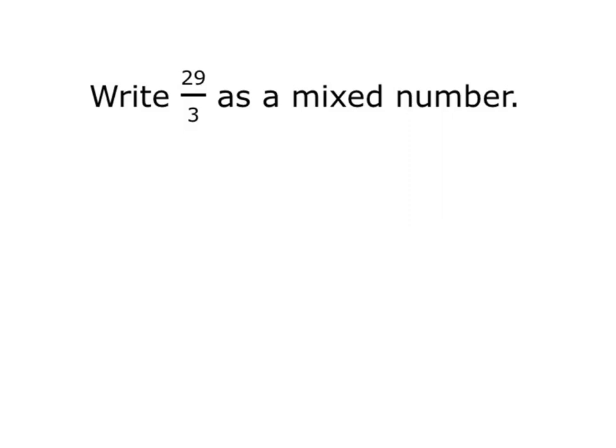Here is an improper fraction. You'll notice right away it's improper because 29 is greater than 3. Remember, the definition of an improper fraction is a fraction in which the numerator is greater than the denominator. So how can we turn this improper fraction into a mixed number?